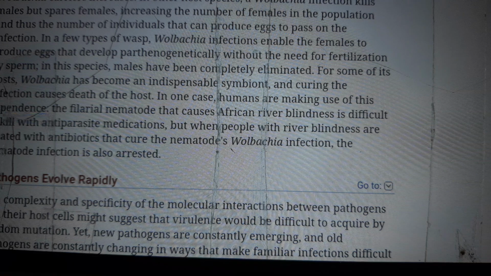For some hosts, Wolbachia has become an indispensable symbiont, and curing the infection causes death of the host. In one case, humans are making use of this dependence. The filarial nematode that causes African river blindness is difficult to kill with antiparasitic medications, but when people with river blindness are treated with antibiotics that cure the nematode's Wolbachia infection, the nematode infection is also arrested.